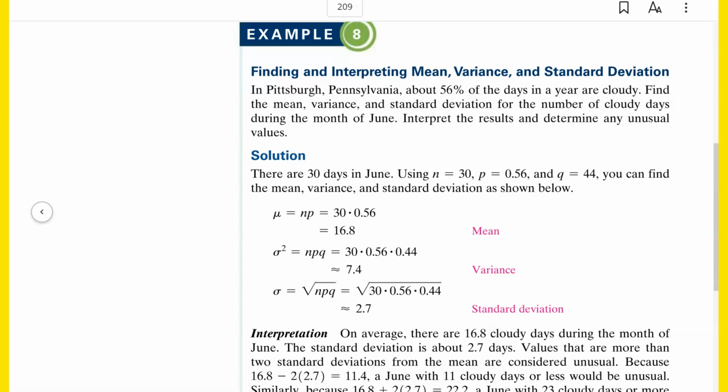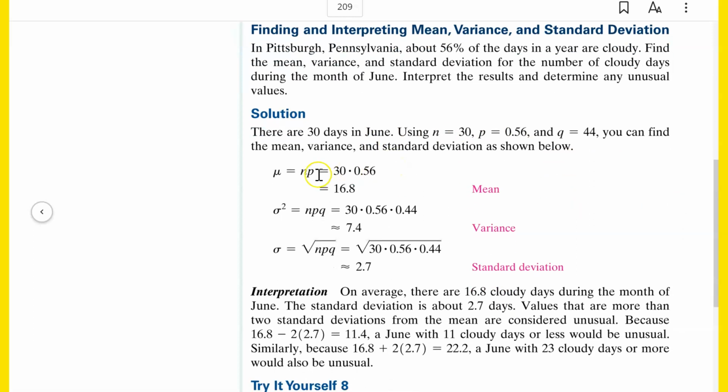What is the number of trials? Well, it's the number of days in June. How many days are there in June? 30 days has September, April, June, and November. June was in there, right? So June has 30 days. So 30 is the number of trials. All right, so to calculate the mean we would just do 30 times 0.56, and that gives me 16.8. So the average number of cloudy days in June would be 16.8. If we had to put an expectation on it, we would say 16.8 days.